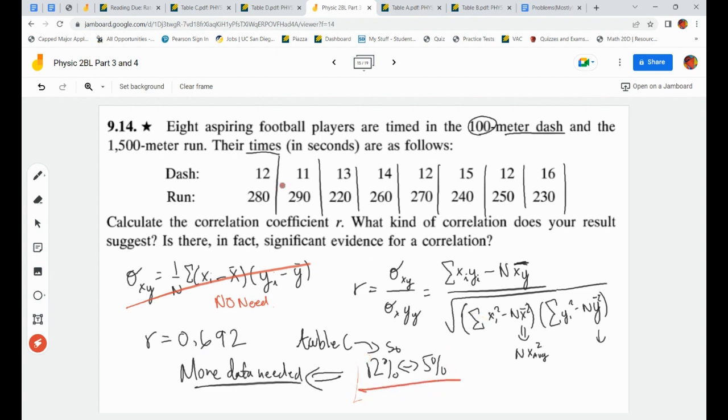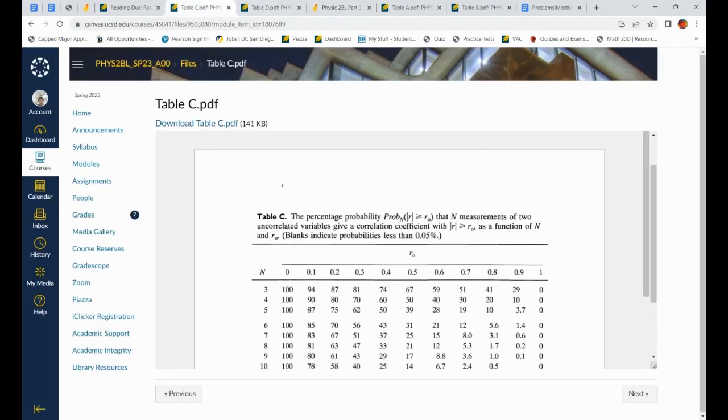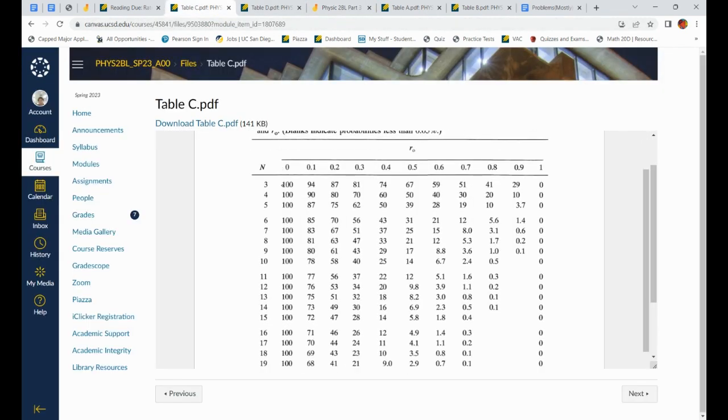And then you can go to the table. So table C over here. I think it was 10.